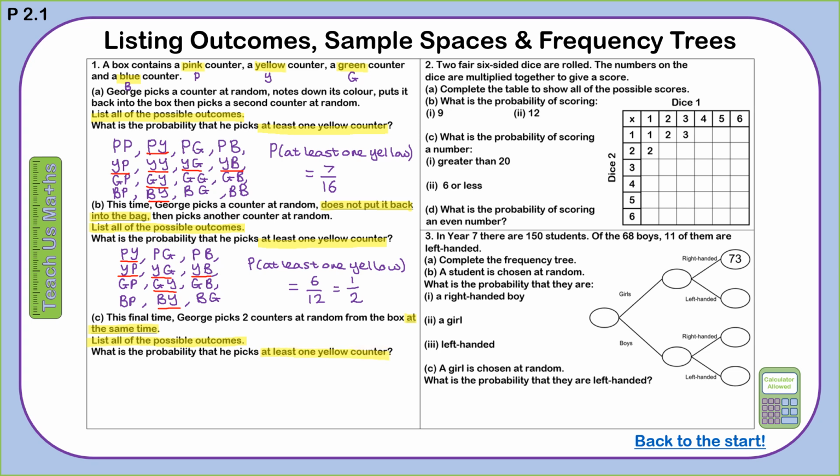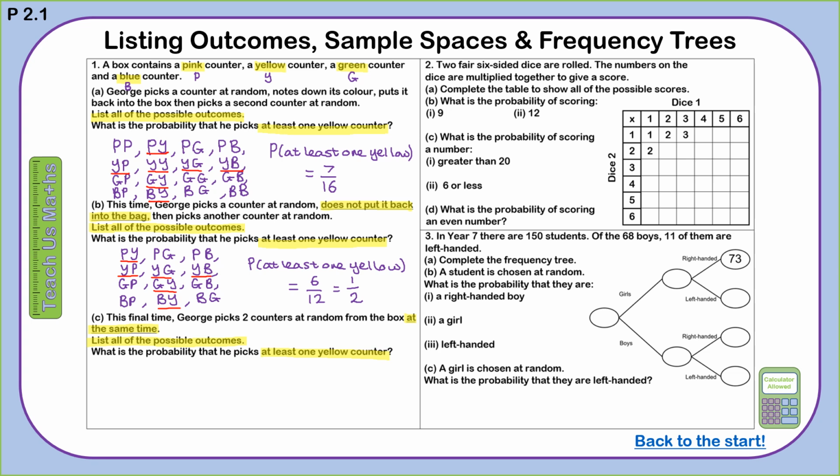So again, we have the same question, but the situation has changed ever so slightly again. This time George picks two counters from the box at the same time. So this means that we no longer need to consider the order in which he selects the two counters. So if we're looking at the outcomes for part B, selecting a pink counter, then a yellow counter, and selecting a yellow counter, then a pink counter, well, these were two different outcomes in part B.